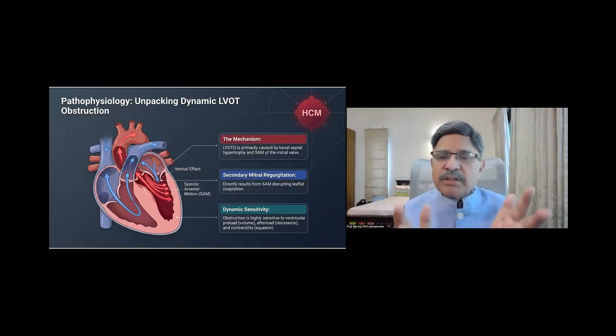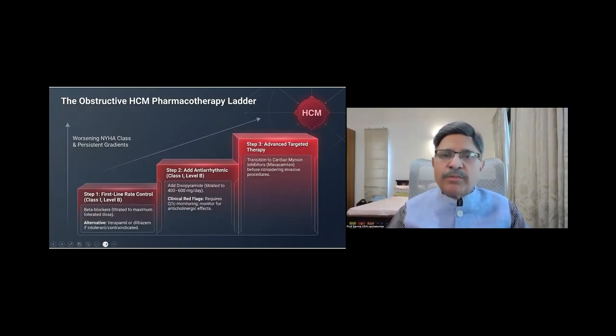Volume, resistance, and squeeze. Preload, afterload, and contractility all have a bearing on the LVOT, left ventricular outflow tract obstruction. This is the dynamics of LVOT. Now, obstructive HCM, what is the pharmacotherapy? There is a ladder pattern, step pattern.